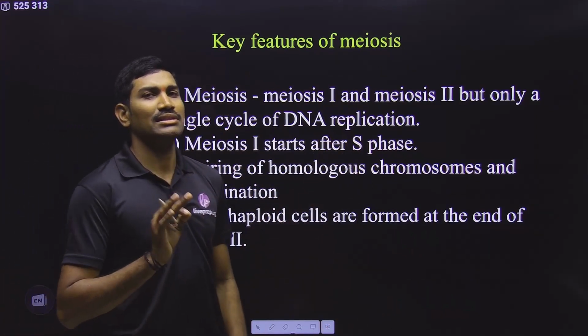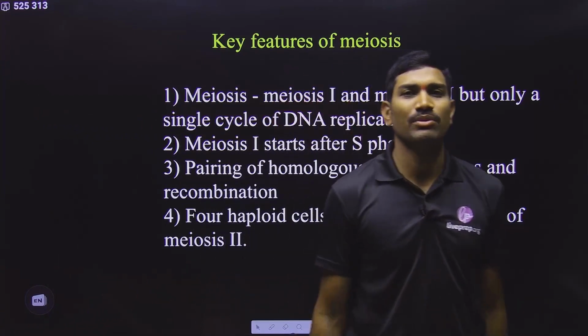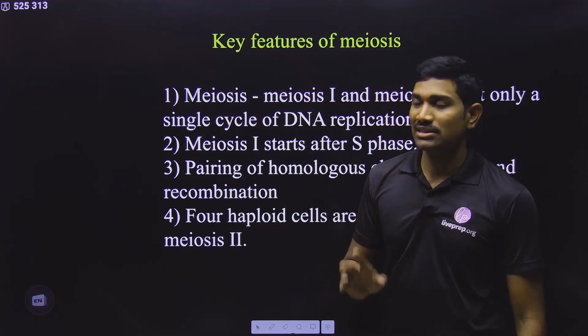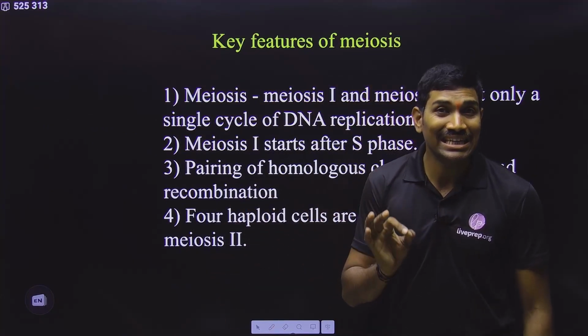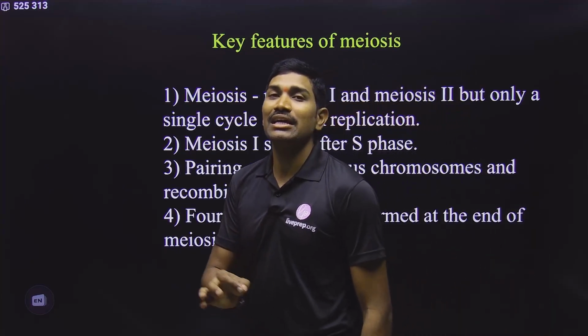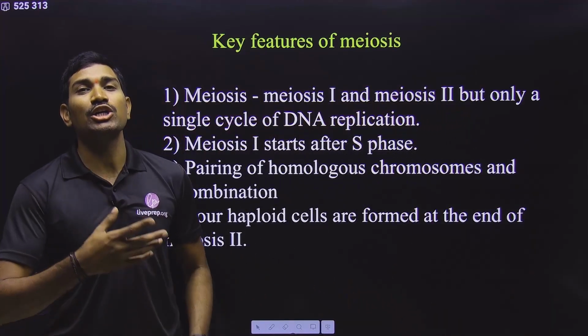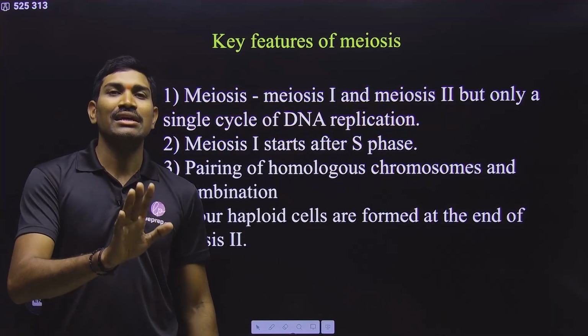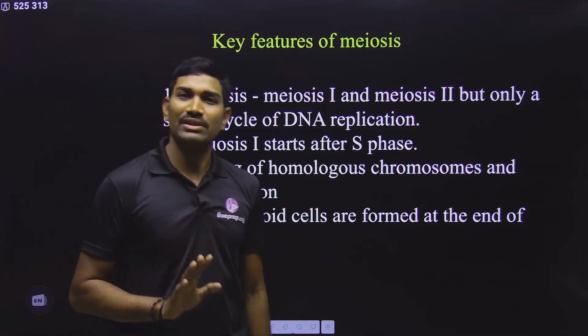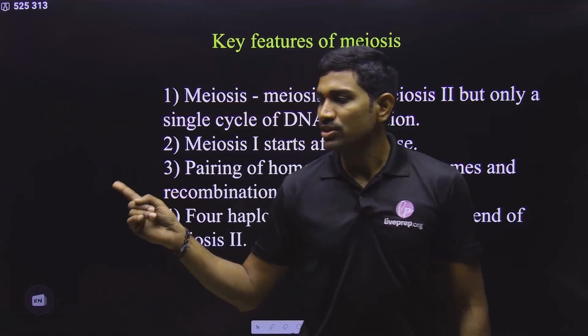Very, very important sentence. Many students are not reading this sentence properly. Please read the NCERT sentence carefully. Meiosis 1 initiates after parental chromosomes have duplicated to form sister chromatids in the S phase. This is the sentence of NCERT. That means Meiosis 1 starts after S phase.